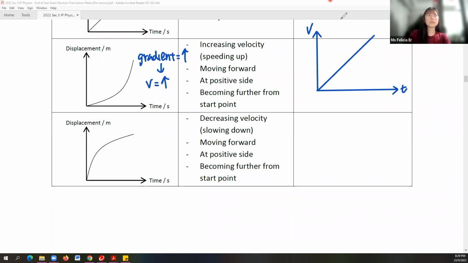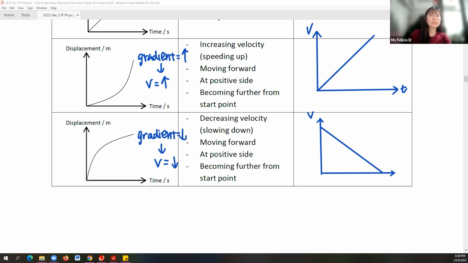Then moving down, next one over here is the gradient again. So the gradient this time around, can you tell it becomes more and more gentle? That means the gradient decreases. This means that the speed decreases. So now same thing, we draw the VT graph. The VT graph will decrease. This time around you draw it coming down. Can you see that the speed goes from a very big value to 0.